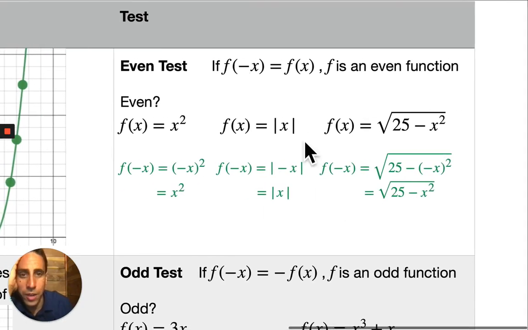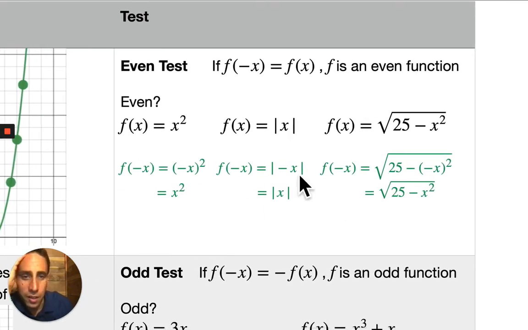You do the same thing with an absolute value function. If you take the negative version of any input and then you make it absolute value, it's going to be the same thing as just a regular absolute value. So f of negative x simplified is down here, and that's equal to f of positive x, which is up here. They're the same thing.